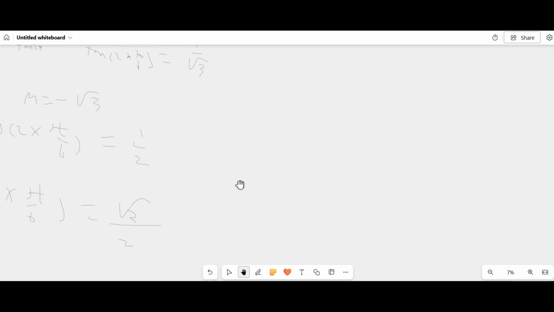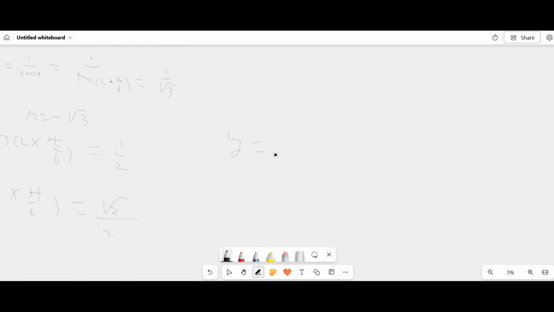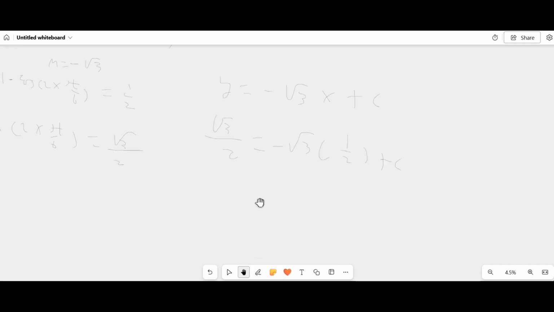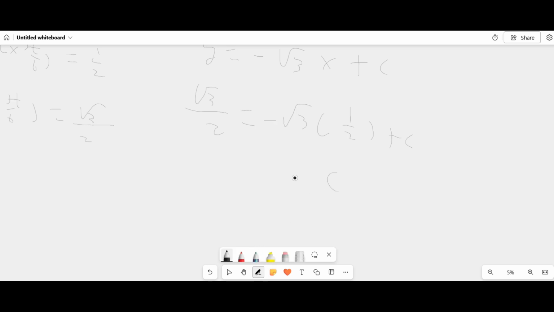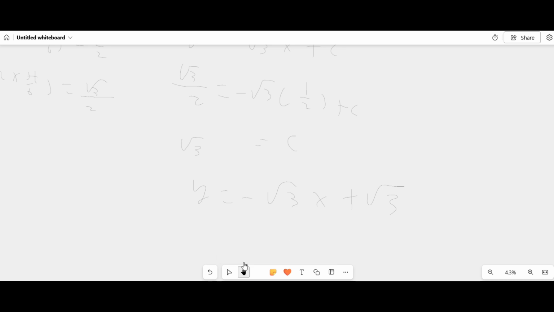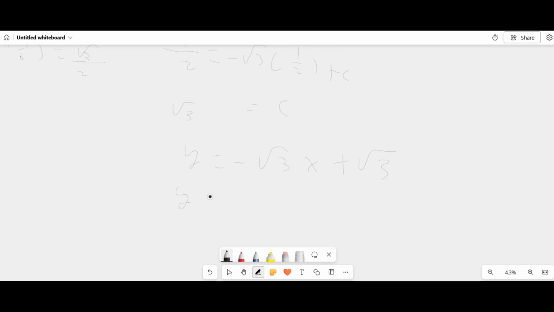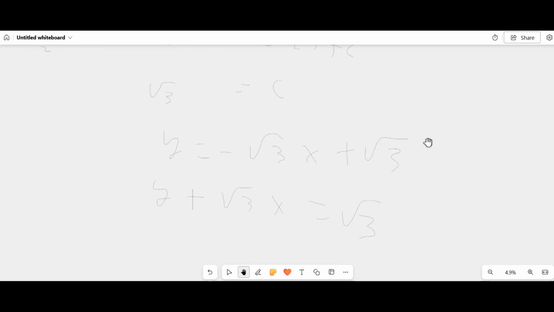Alright, calm. Now I can write y is equal to mx plus c, yeah? So y is equal to minus root 3x plus c, yeah? So y is equal to root 3 over 2 equals minus root 3, and then x is a half here, plus c. Obviously, times the half there, bring it to the other side, you're going to get c is equal to root 3. So the final equation here is just y is equal to minus root 3x plus root 3. And then to put in the form that the book wants here, you can add that to the other side, so you get y plus root 3x equals root 3, yeah?